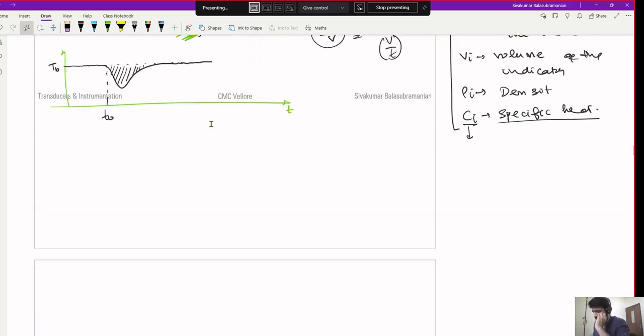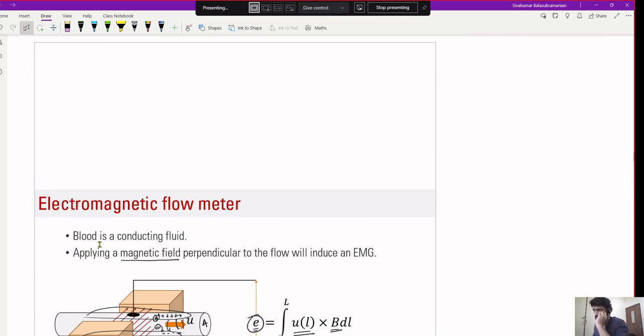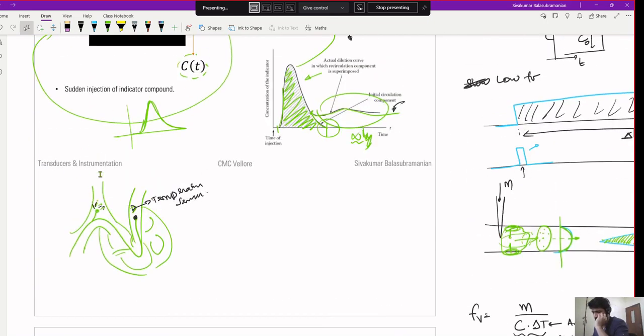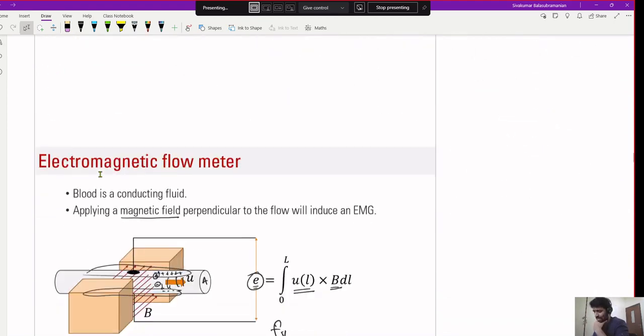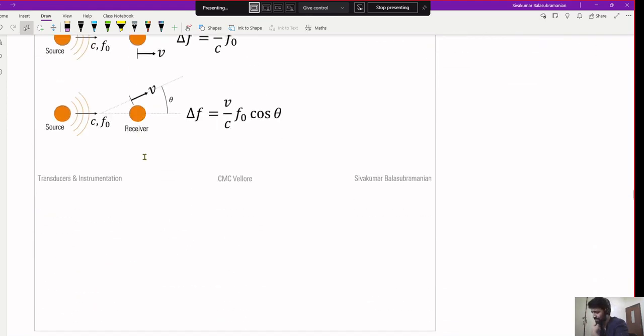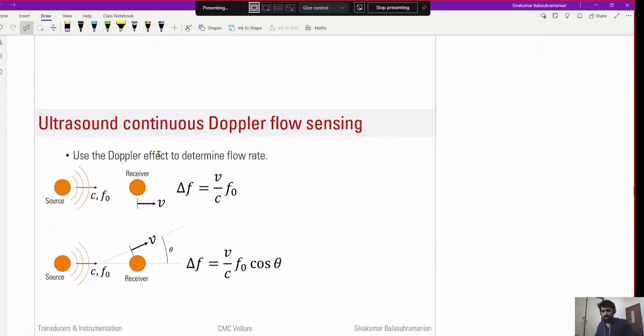This is another method, and all of these are in some way invasive. The electromagnetic flow meter is of course highly invasive because you have to expose the vessel. The other ones you can do through a catheter, so they are slightly less invasive. There are non-invasive ways of doing this as well, using ultrasound and the principle of the Doppler effect. What is the Doppler effect?